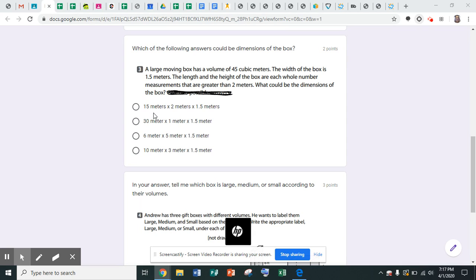The first one says 15 meters by 2 meters by 1.5 meters, 30 meters by 1 meter by 1.5 meters, 6 meters by 5 meters by 1.5 meters, or 10 meters by 3 meters by 1.5 meters. So which of the following answers could be dimensions of the box? There can be more than one answer for this problem.